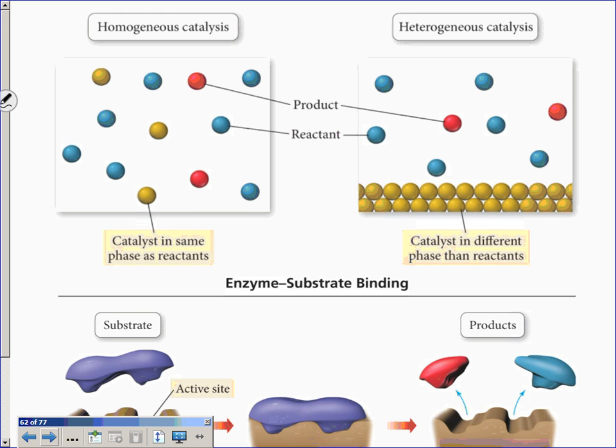The chlorine, and this was in one of your examples, the chlorine can be an atom in the gaseous phase, and it affects the ozone, which would be another gaseous phase. So gas, gas, gas, homogeneous. So the catalyst is just in the same phase that the reaction itself is in. Heterogeneous is like a catalytic converter.